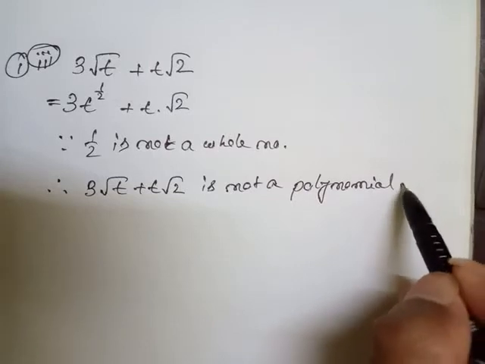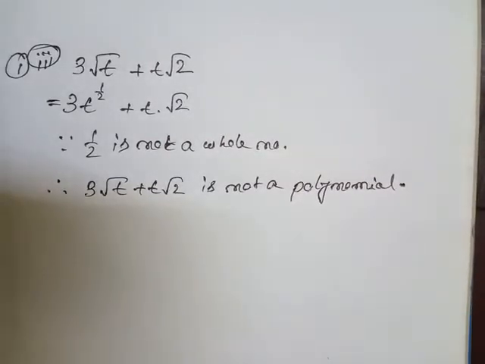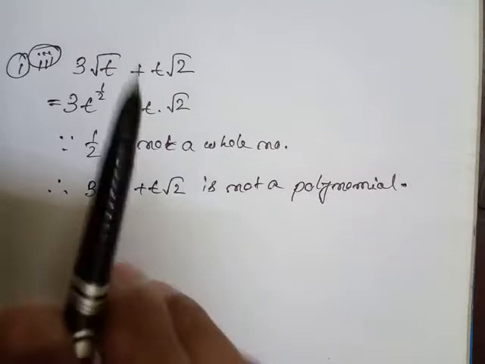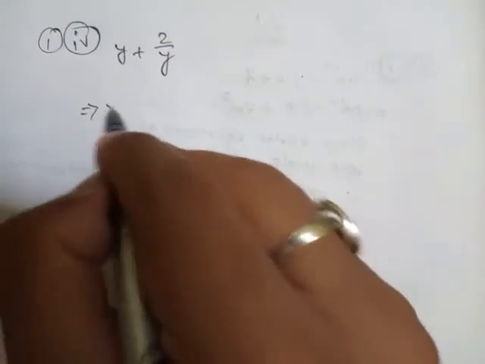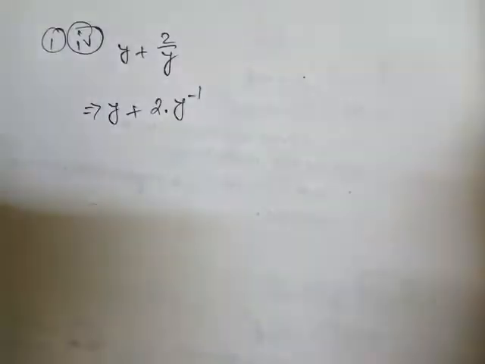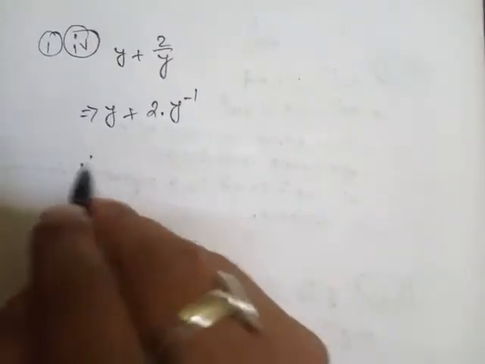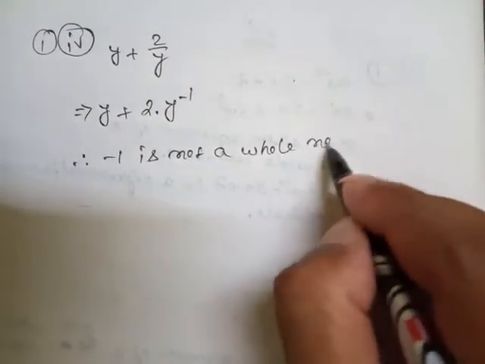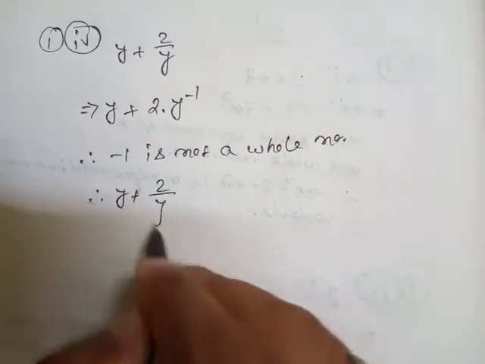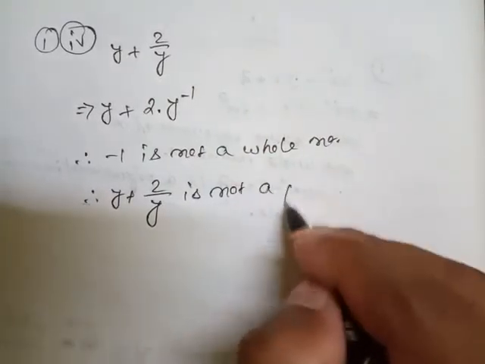One thing it is clear students, that for being a polynomial, the exponent of the variable should be a whole number. Though there is only one variable, it is not a polynomial. That was 1 Roman 3. Now students, look 1 Roman 4. 1 Roman 4 is y plus 2 by y. Now look how to solve this one. This can be written like y plus 2 times y to the power minus 1. Now look students, minus 1 is not a whole number. Therefore y plus 2 by y is not a polynomial.